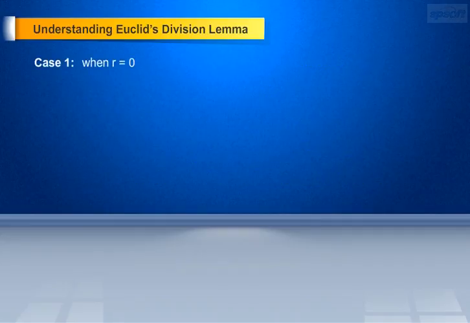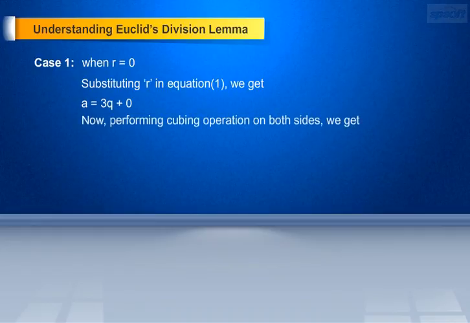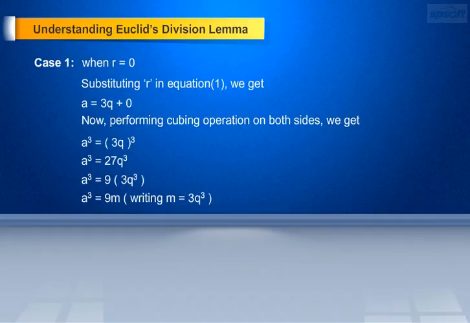Case 1, when r equals 0. Substituting r in equation 1, we get a equals 3q plus 0. Now, performing cubing operation on both sides, we get a cube equals (3q) whole cube. a cube equals 27q cube. a cube equals 9 into 3q cube. a cube equals 9m. Writing m equals 3q cube.